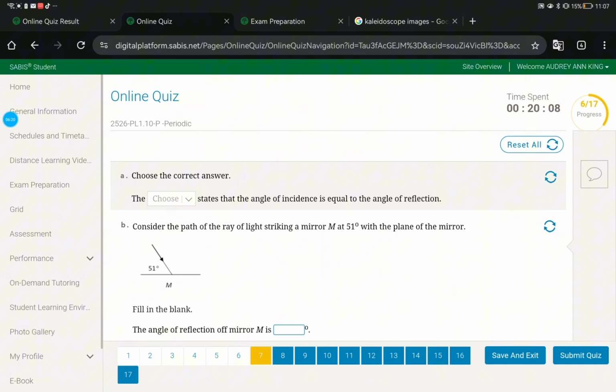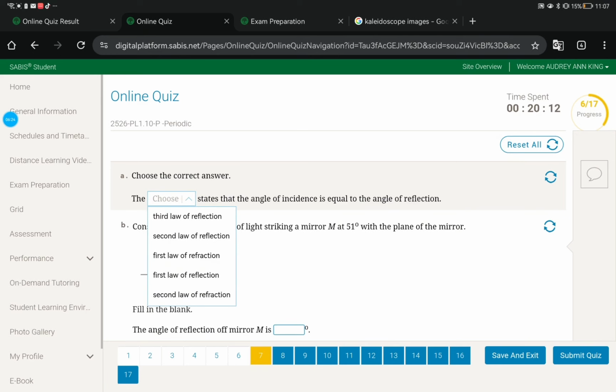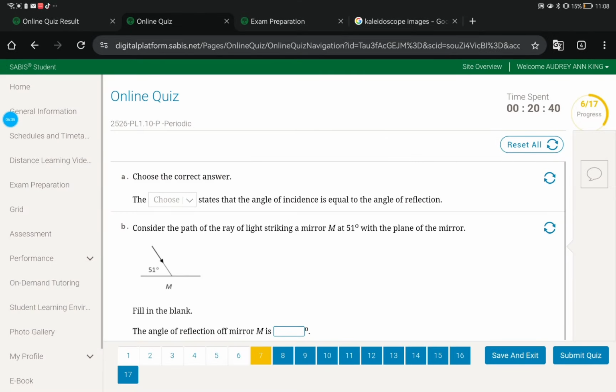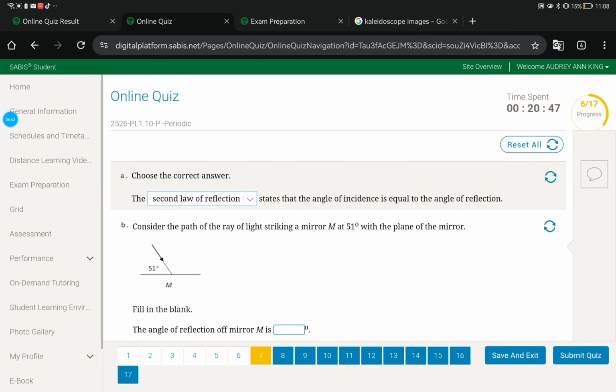The blank states that the angle of incidence is equal to the angle of reflection. This is the first law of reflection, my bad. Again, you have to memorize the laws of reflection. The second law of reflection states that you have to memorize the laws of reflection.